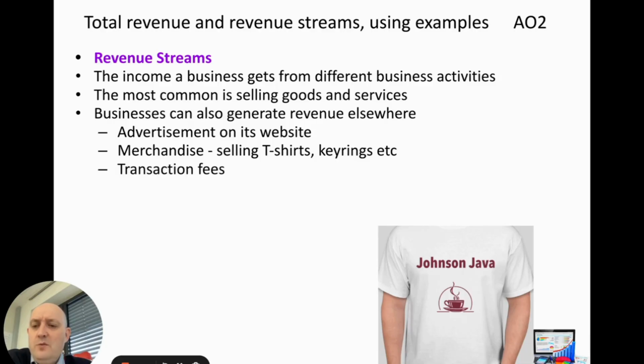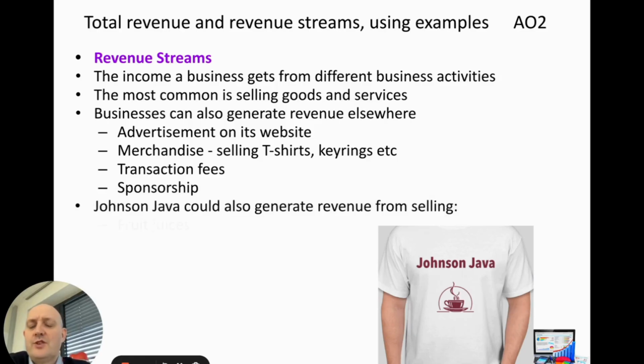Transaction fees. When you buy the product, there may well be additional fees that go with that purchase, and maybe you have to pay a certain amount for using a credit card or something like that. And then maybe sponsorship. Some businesses can be sponsored by other businesses and they can raise money through that. Certainly football teams will be able to make money through sponsorship.